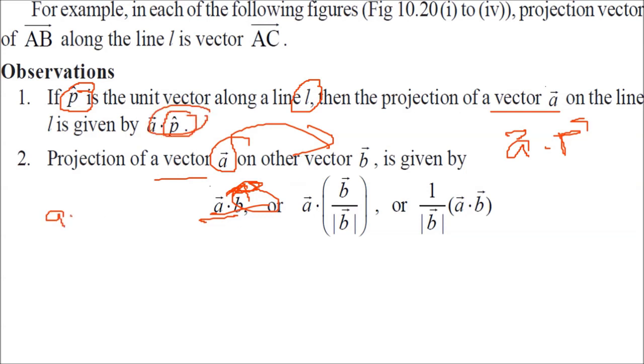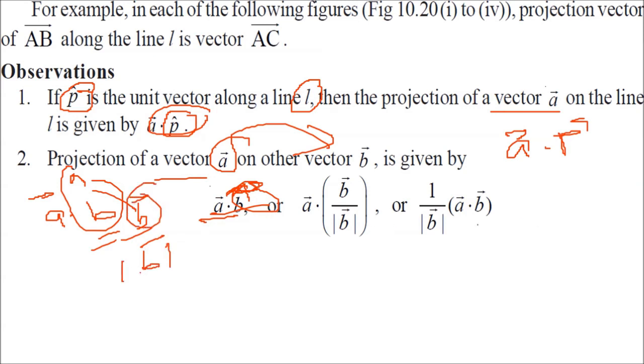What is this A dot B cap? This is a unit vector. B cap is given by B divided by its magnitude, the magnitude of the original vector. So it will give you A dot B by the magnitude of B.